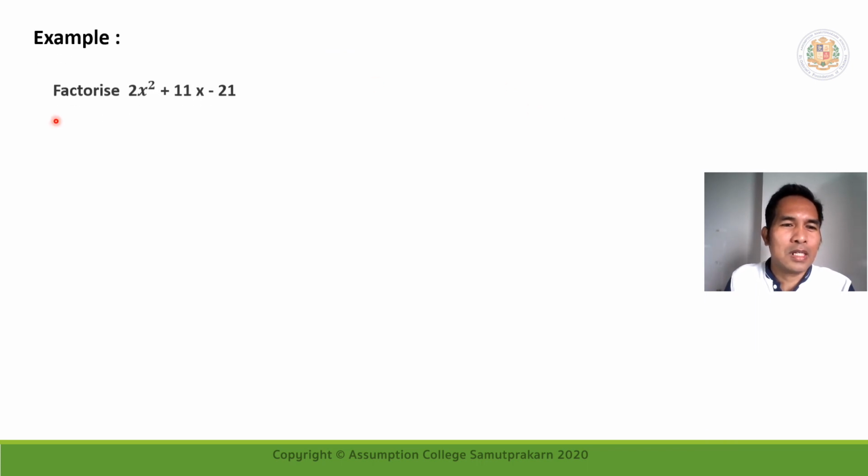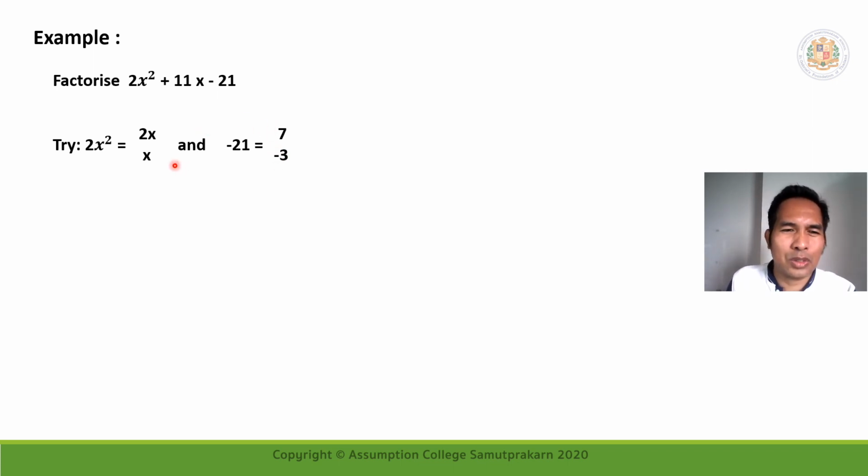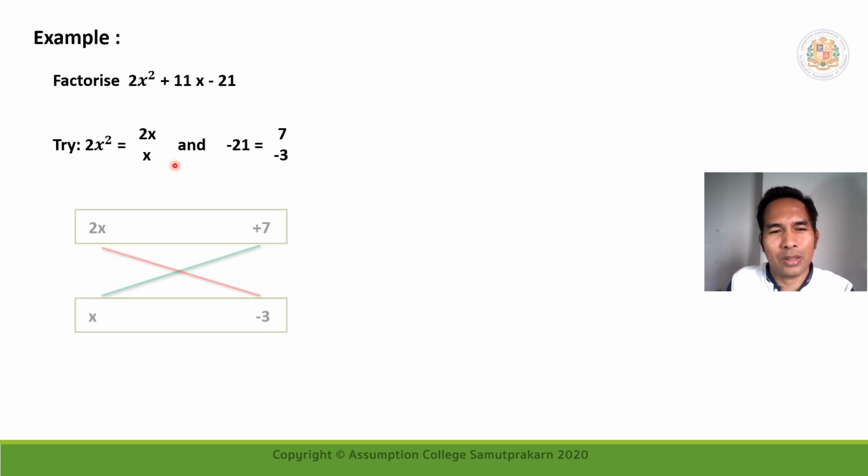Example. Factorize 2x squared plus 11x minus 21. First, what are the factors of 2x squared? The factors of 2x squared are x and 2x. Next, 21. What are the factors of 21? So we can have 7 and minus 3 or negative 7 and 3. Again, factorization by cross method is just like trial and error.